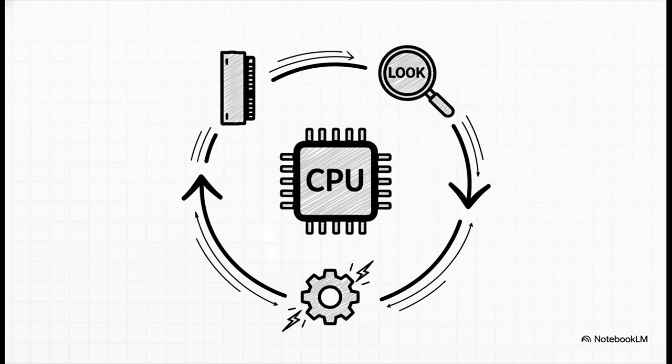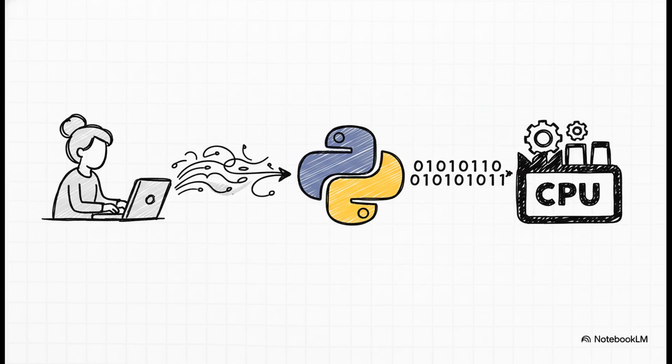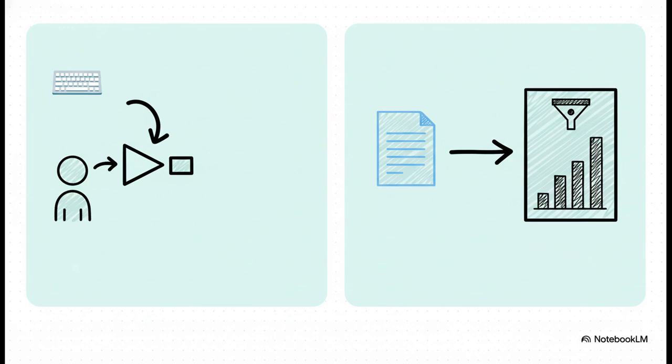And this simple cycle, it happens billions of times a second. It's what makes everything run. So, you want to send your own instructions on this trip? Well, you can using Python. The Python interpreter lets you talk to the computer directly, one command at a time or with a whole script.